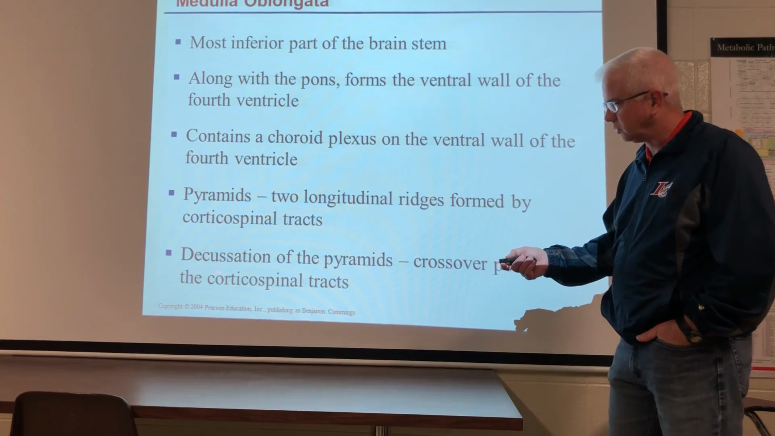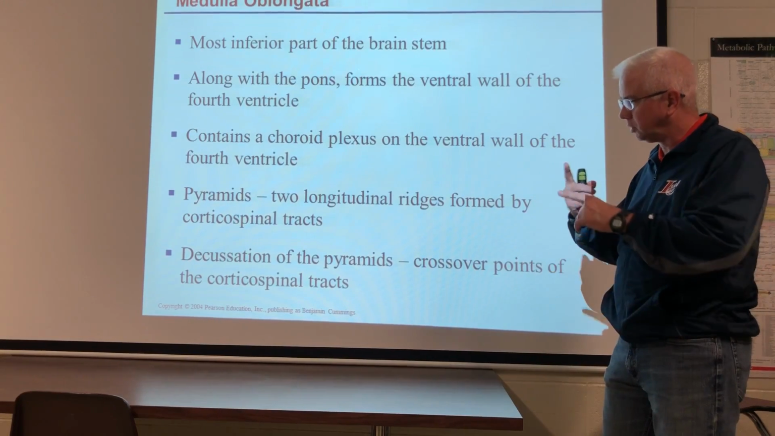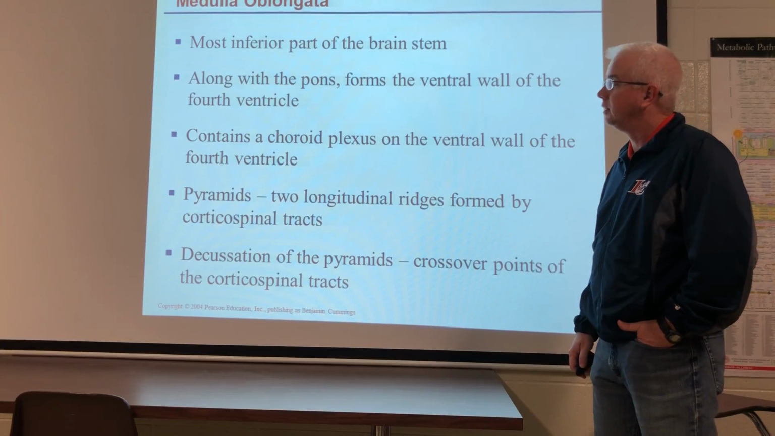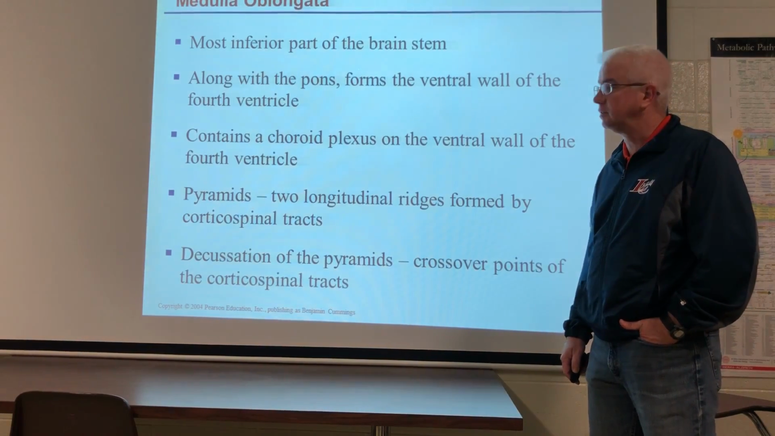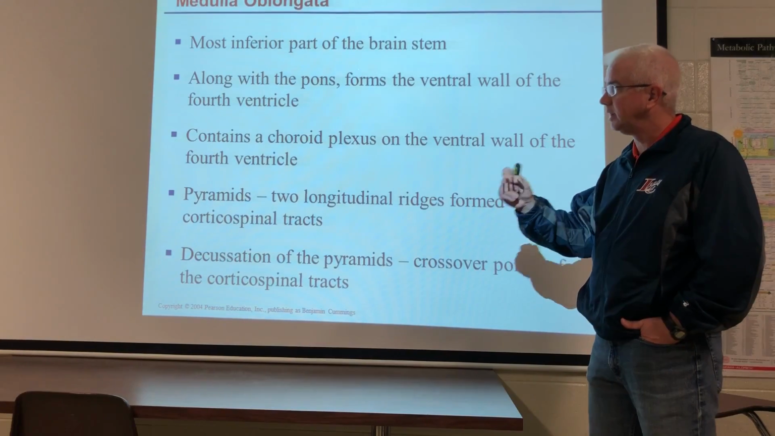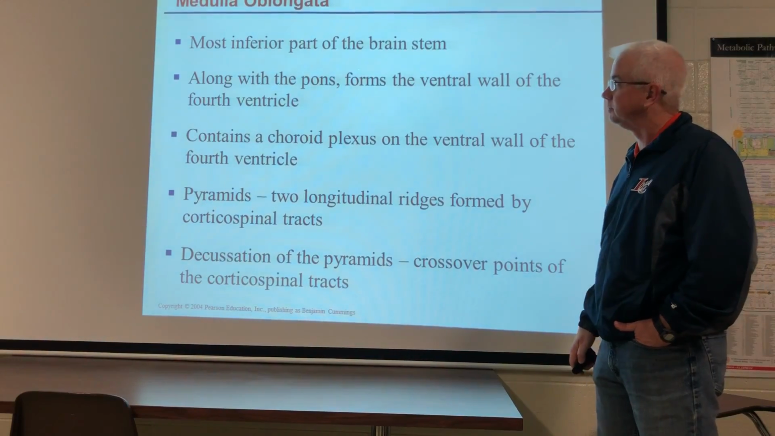And this area, of course, in these pyramids here, is where the fibers cross, where 85% of the somatic motor fibers cross over and then run down the lateral funiculus of the spinal cord to the particular spinal segment and then form a synapse in the lower motor neuron, and off it goes to the muscle.